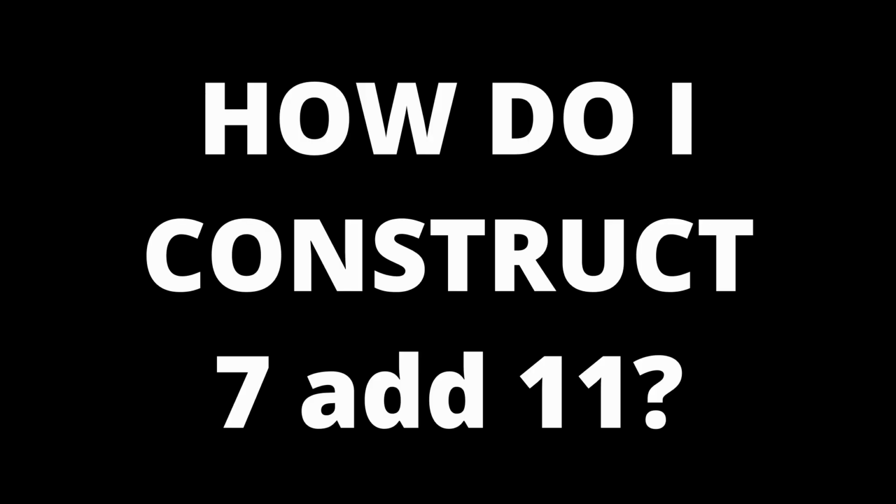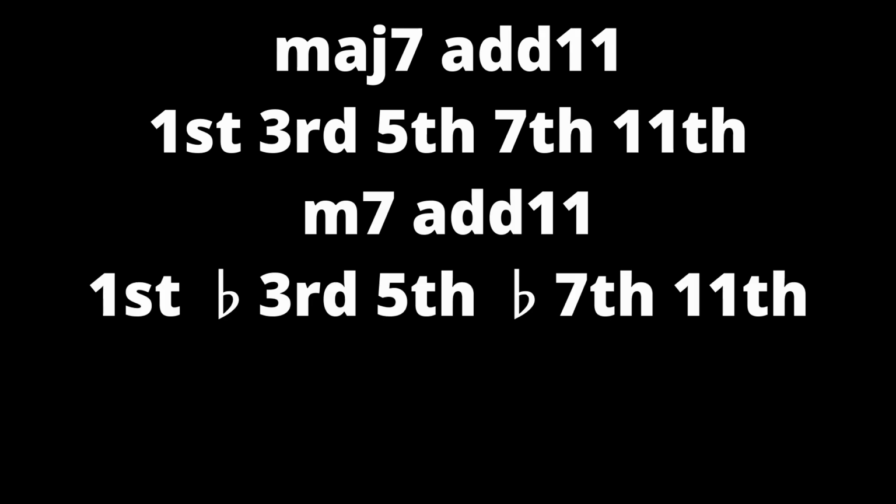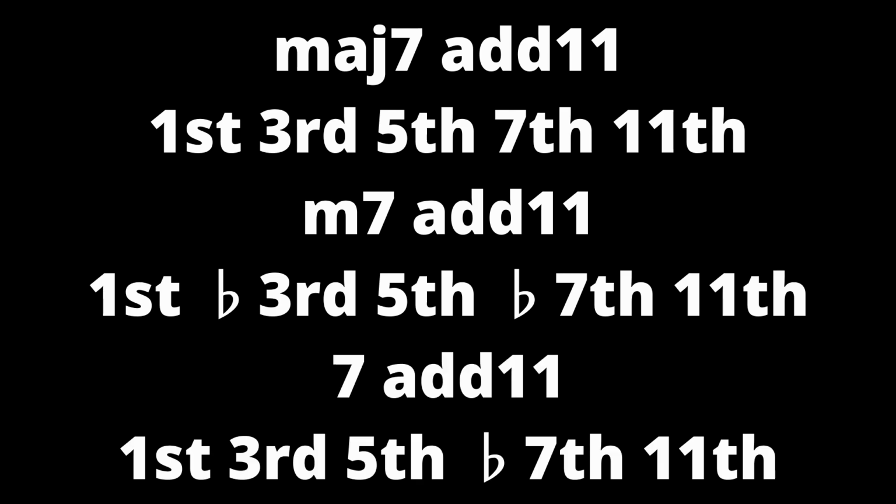Now you might be asking, how do I construct these 7 add 11 chords? You simply take an existing 7th chord and add an 11th note. So major 7th add 11 chords have the notes 1st, 3rd, 5th, 7th and 11th. Minor 7th add 11 chords have the notes 1st, flat or minor 3rd, 5th, flat or minor 7th and 11th. And dominant 7th add 11 chords have the notes 1st, 3rd, 5th, flat or minor 7th and 11th. Another way to think of these chords is as full 11th chords with the 9th note removed.